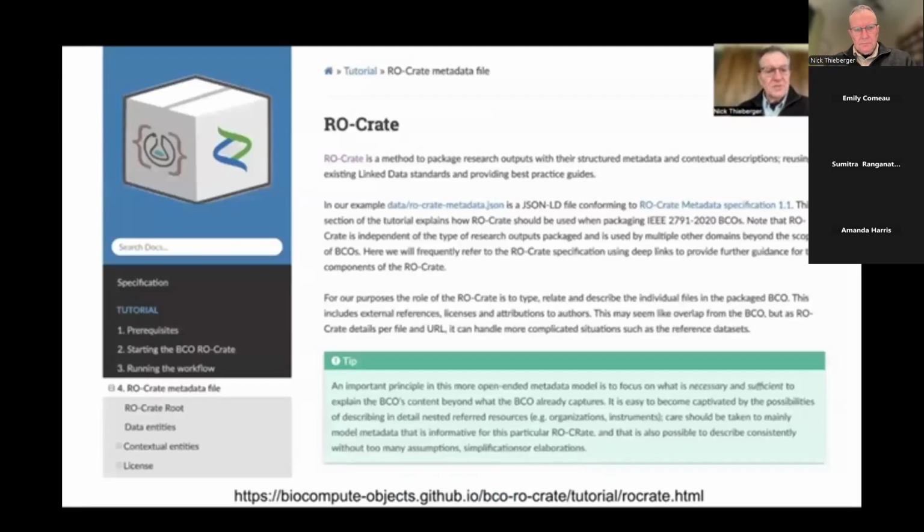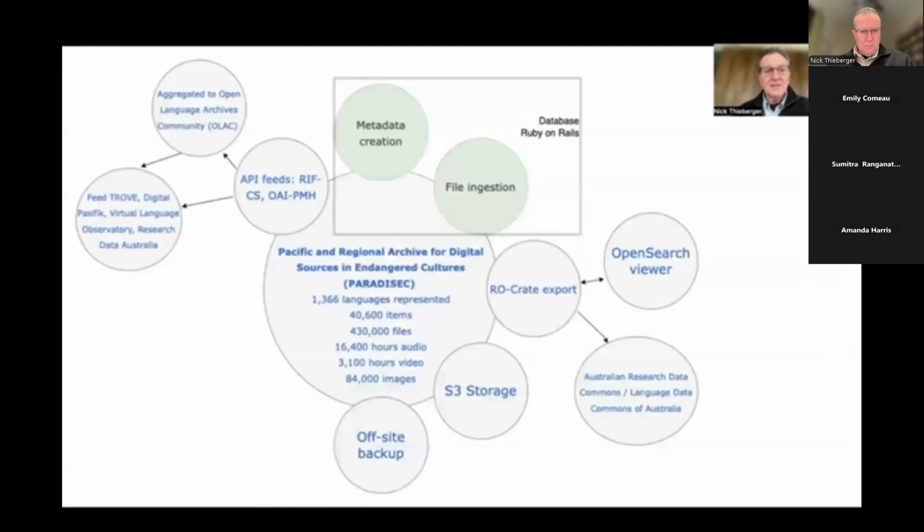RO-Crates are used in a number of different scenarios. So here we have bio computing that are using RO-Crate. It's an emerging specification, so it's still being developed, but at the moment it's working very well for our entire collection, which is 230 terabytes of material. And it allows us to do interesting things with the data.